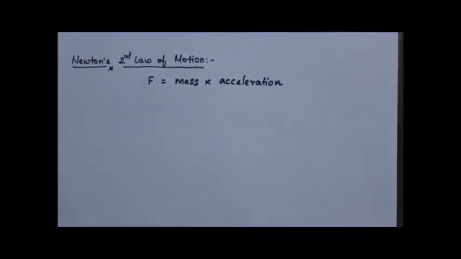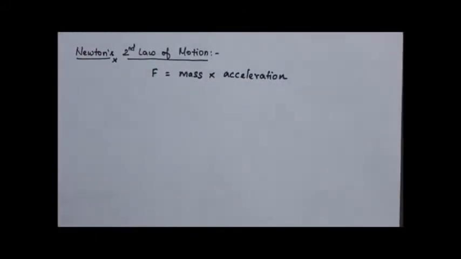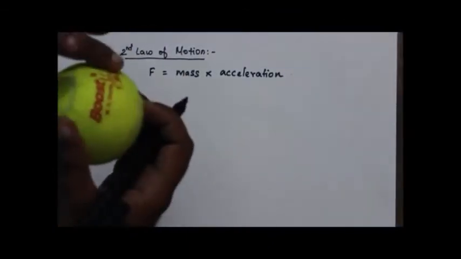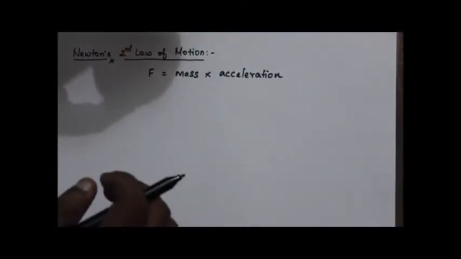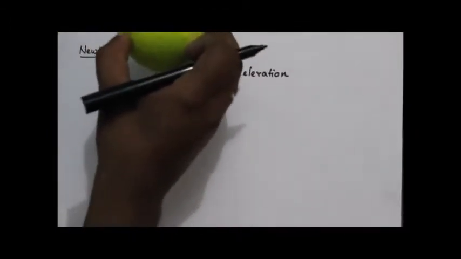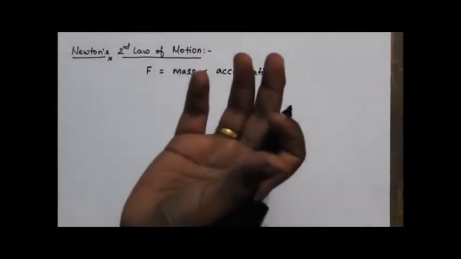So what does this mean? Of course, we have neglected the resistance due to air and other frictional resistances offered to this particular body moving. So if there is no frictional resistance or air resistance, then this particular body will be moving in a straight line unless and until it is acted upon by some force which deflects its path. So force is basically considered to be an agent of change.